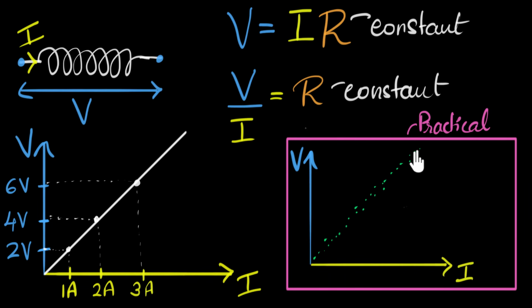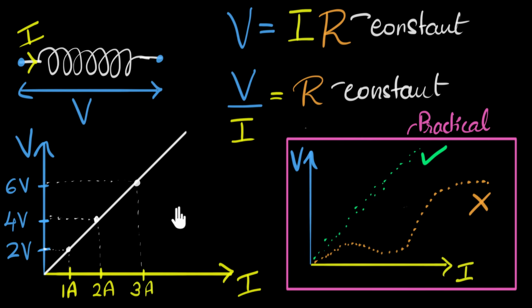On the other hand, if you find the graph is somewhat like this, then clearly the material does not obey Ohm's law. So this one does obey Ohm's law, but not this one. This one does not obey Ohm's law because it's clearly not a straight line.